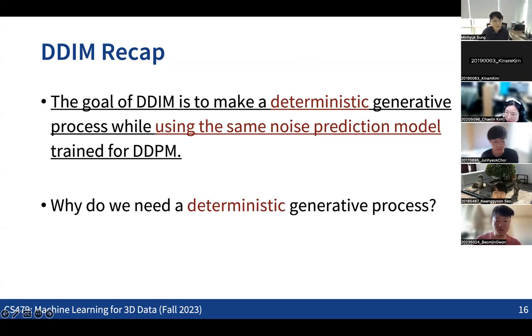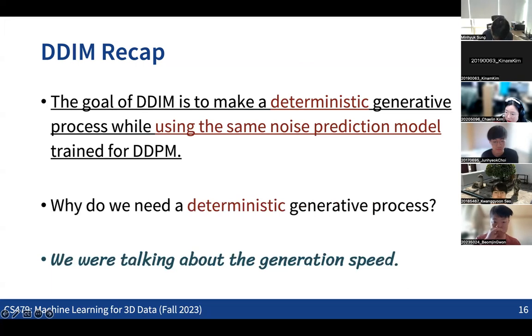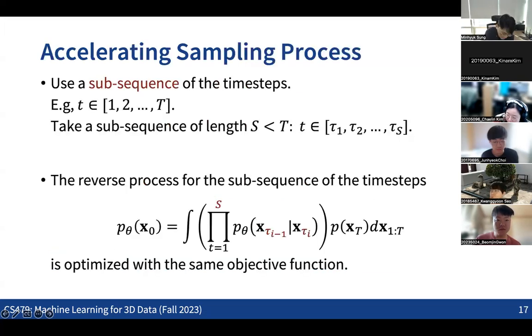And the reason for that is that we are talking about the speed of generation. One of the ways that we can boost up the reverse process is by taking samples of the time steps. So let's think about that we have a maximum of 1,000 time steps.